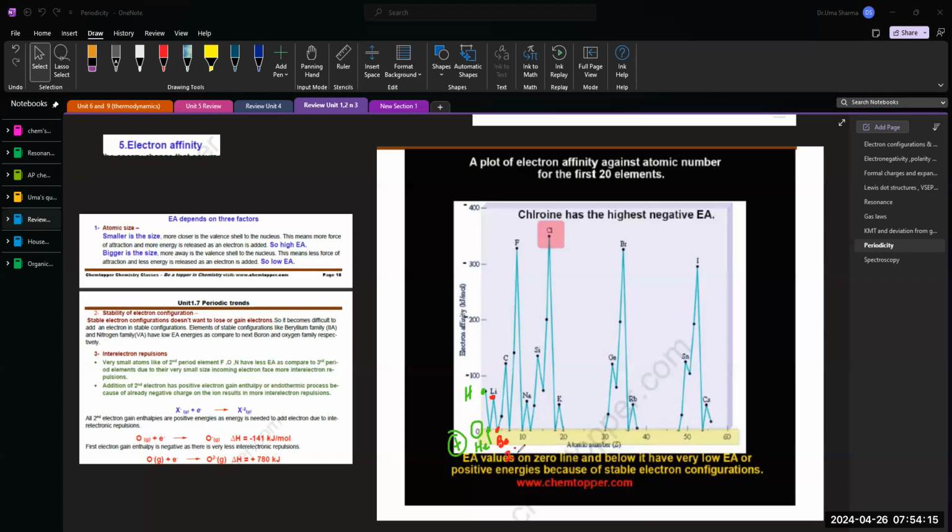It is 2s2, stable configuration. Which element is this? Nitrogen, extra stable. Which element is this? Helium. Which element is this? Magnesium. Which element is this? Phosphorus. Is it okay? You're understanding this? This drop, because this is a very stable configuration. Which element is this? It's going down. Which element? 20. Neon.